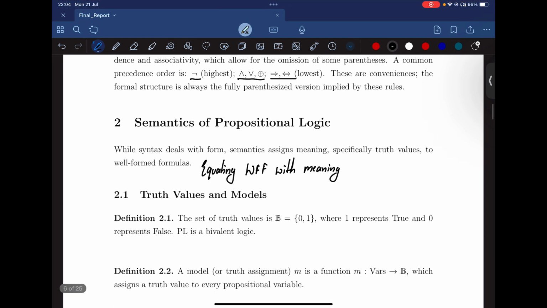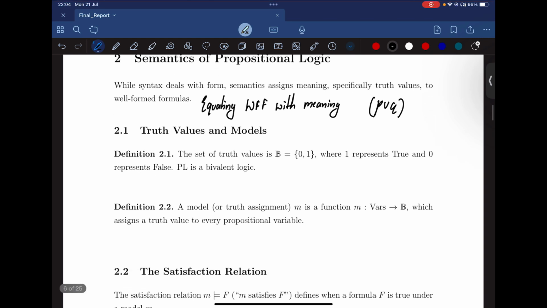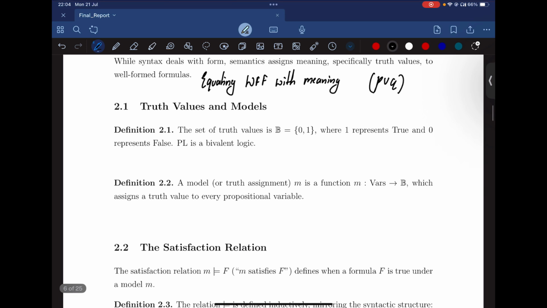Now the most important part, semantics of propositional logic. Let's say we have a well-formed formula P or Q. Now this is a well-formed formula, but what does this mean? Assigning a statement to a well-formed formula is what semantics means. So let's talk about truth values and models. The set of truth values is just 0 or 1, where 1 represents true and 0 represents false. This is an arbitrary choice. There are two states, true and false, and we just assign 1 to true and 0 to false.